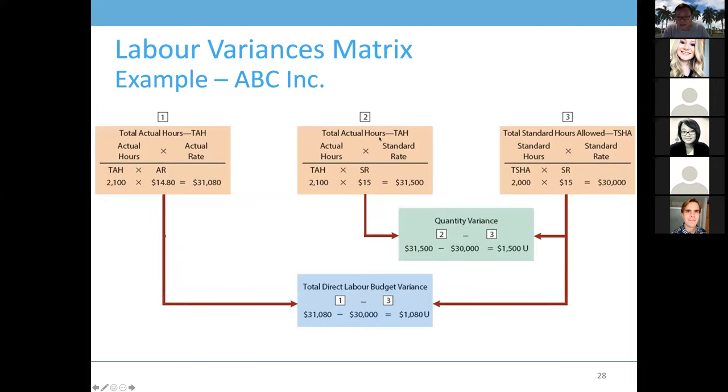When I take the difference between 2 and 3, that gives me a quantity variance, just like the materials. $31,500 minus $30,000, it's higher than standard, so that's the $1,500 unfavorable. Now when I compare 1 and 2, 1 minus 2, I actually get a negative number. So that's the $420 favorable. Why favorable? The actual rate is only $14.80 compared to the standard $15. So what you actually pay is lower than the standard, therefore you have a favorable variance. So $1,500 minus $420, you get $1,080 unfavorable.